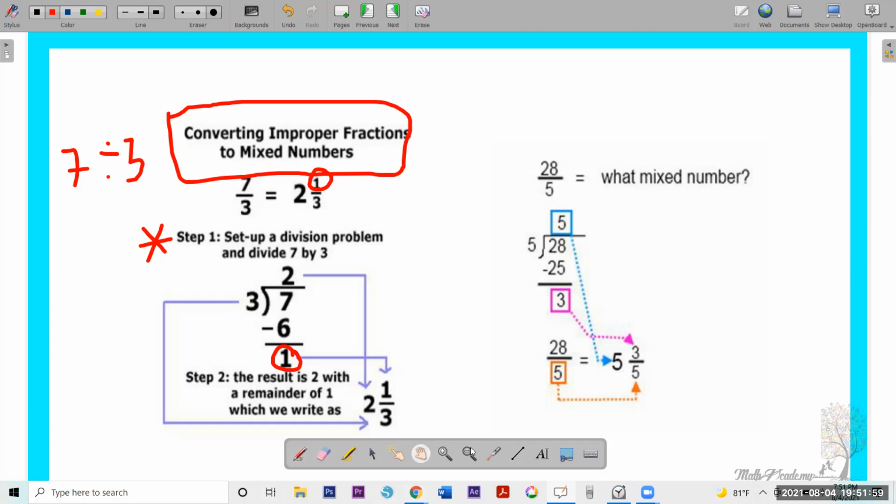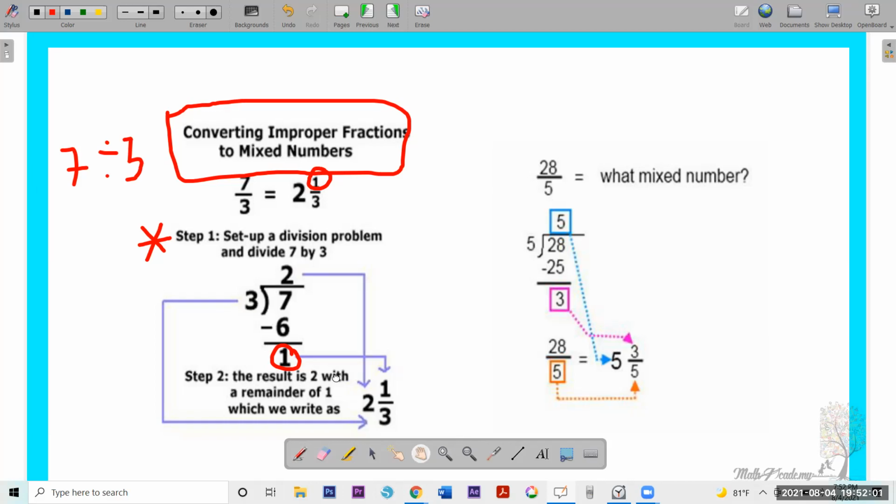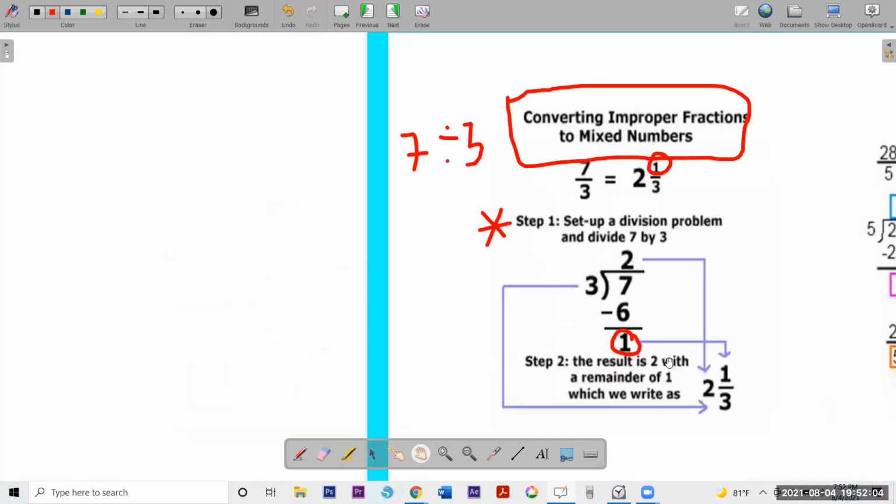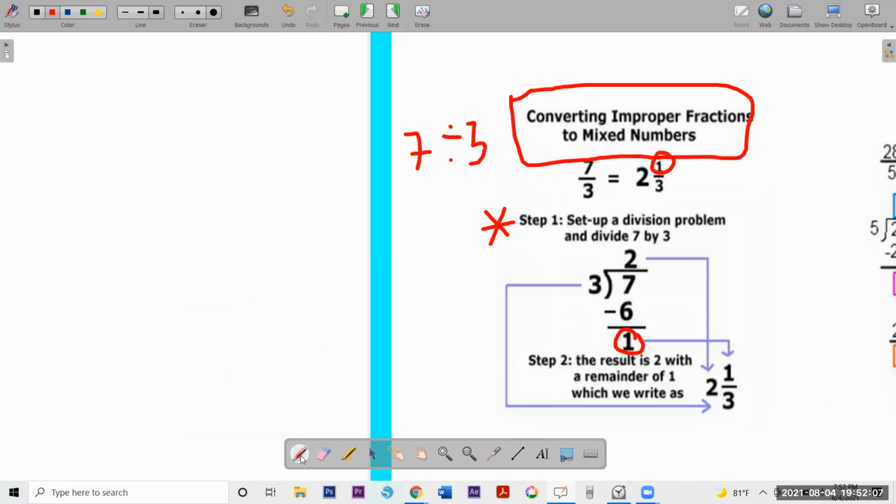So I'm going to take this opportunity to move this over to the side for us to work on some examples together. Let's do something pretty simple and straightforward first. Let's do 8 over 5. While you write 8 over 5, how do I change this to a mixed number?